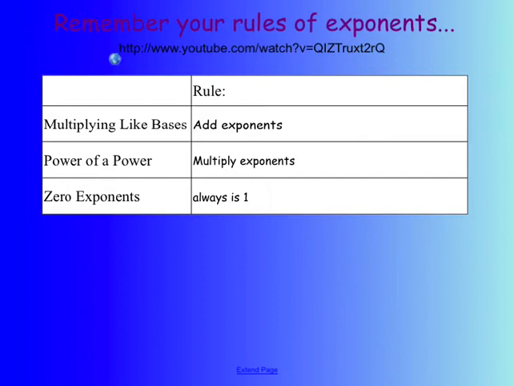First of all, multiplying like bases, you're going to add the exponents. Then when you do a power of a power, you're going to multiply the exponents. And last but not least, when you have something to the 0 power, the result is always 1. Now remember, when it's to the 0 power, the thing that's being raised is equal to 1.